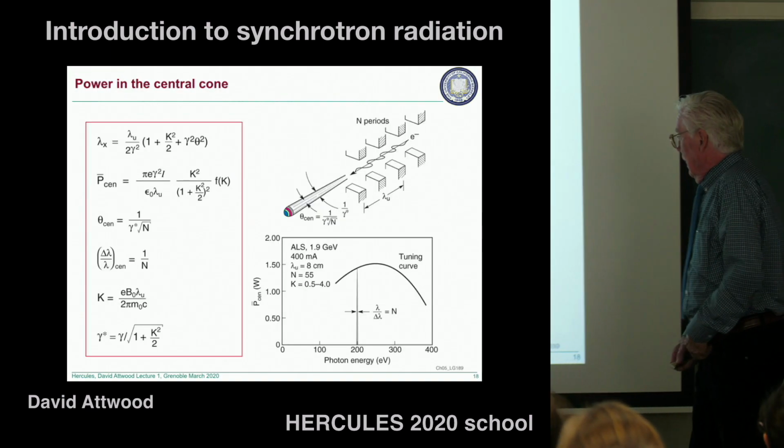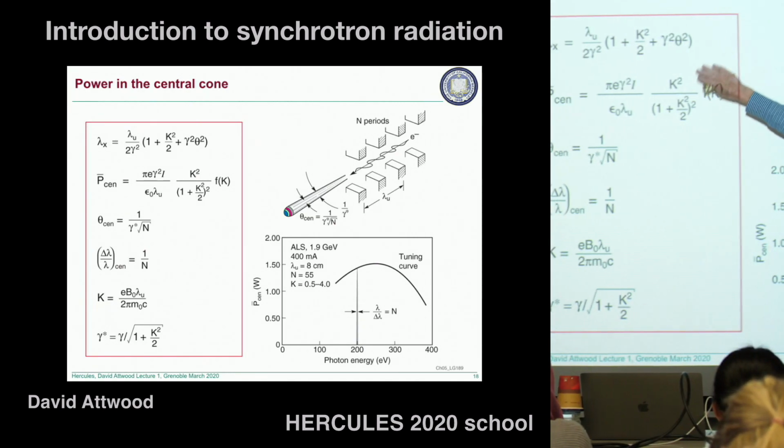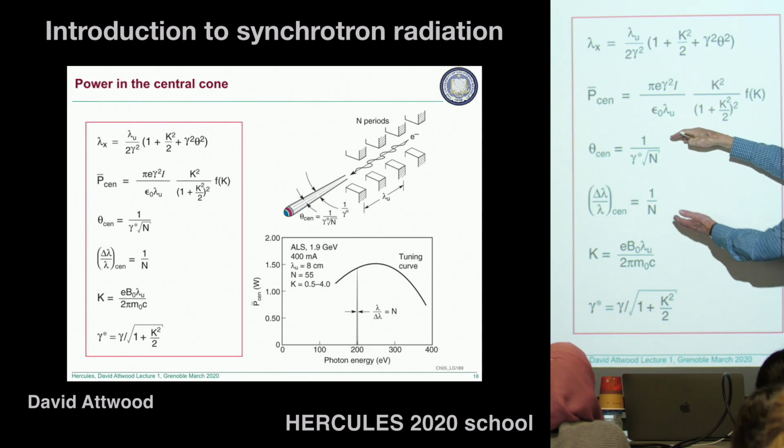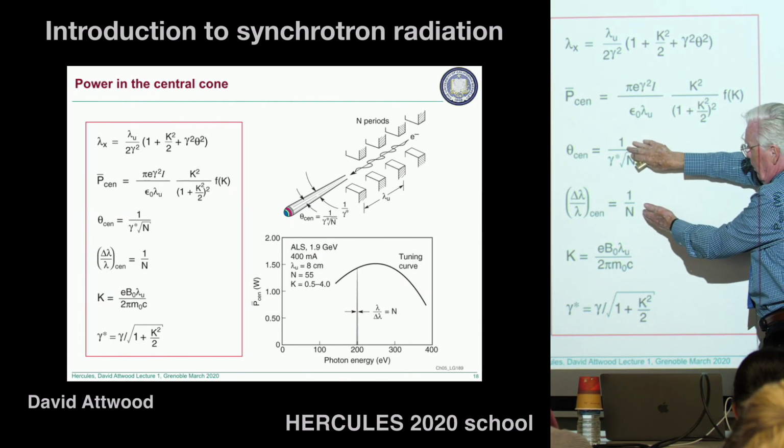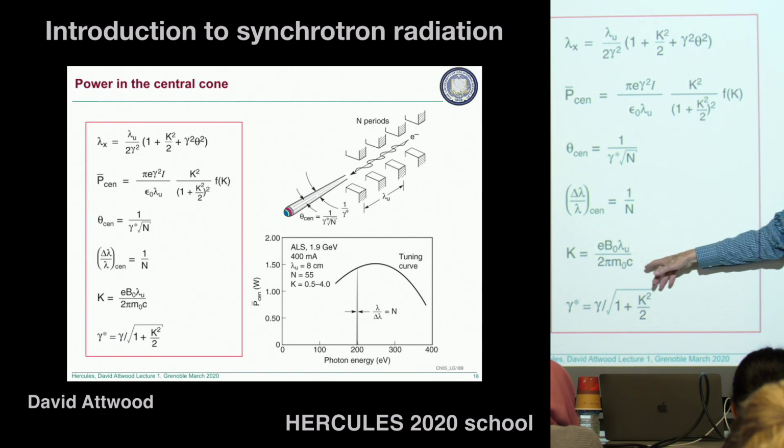Okay. Here's our structure. Here are the formulas that we talked about so far. These two go together. The central radiation cone depends on this 1 over n bandwidth, and this is our non-dimensional magnetic field, K.